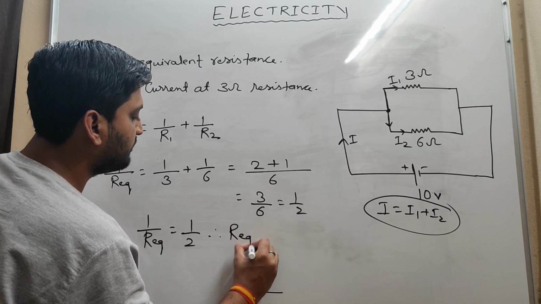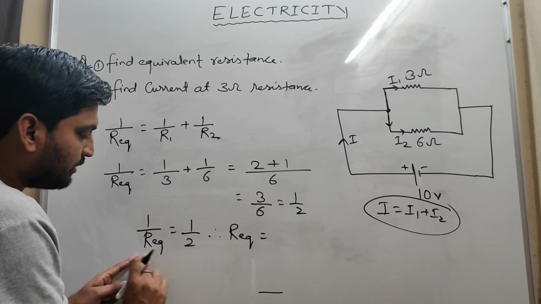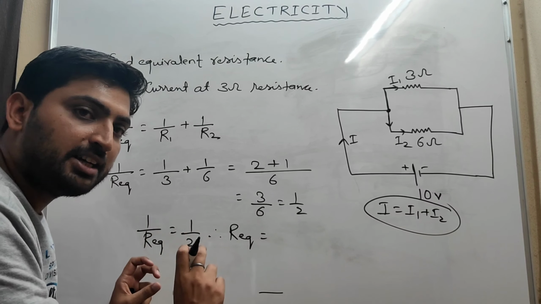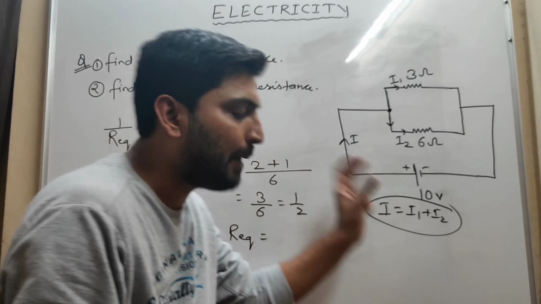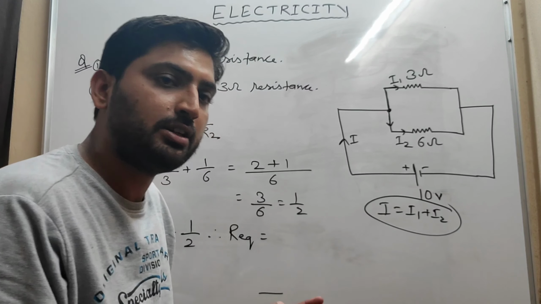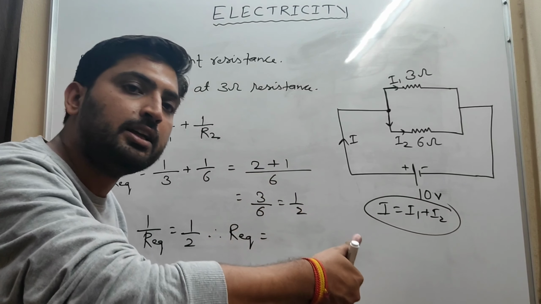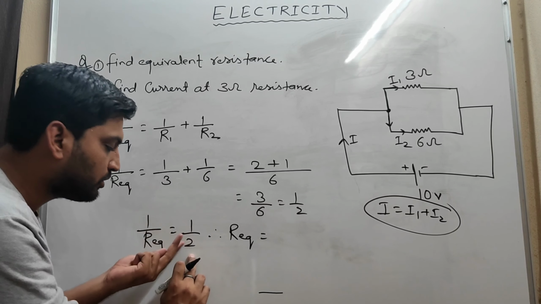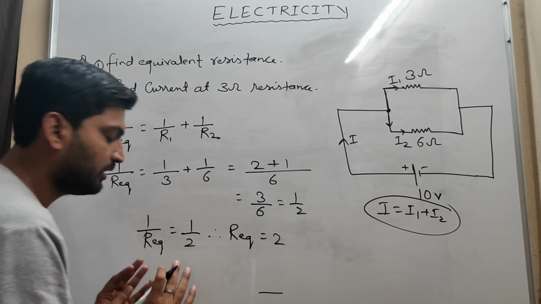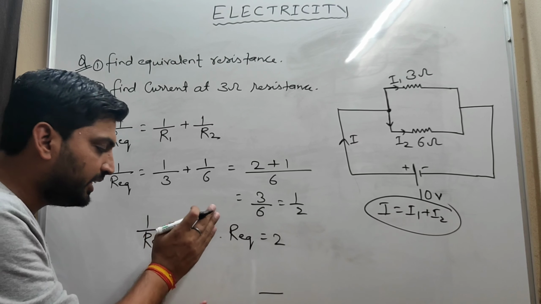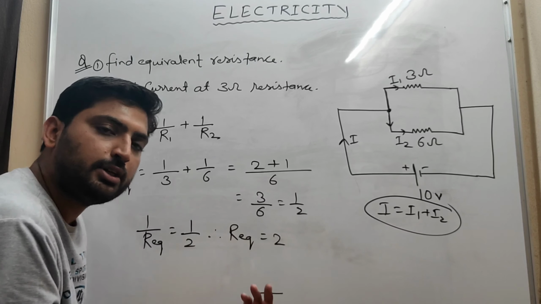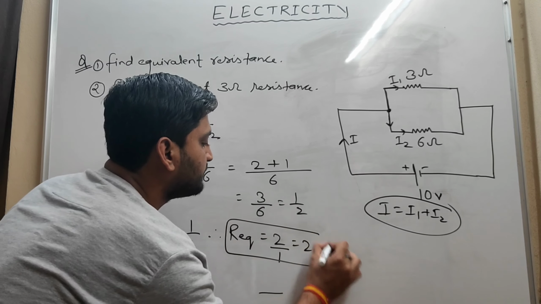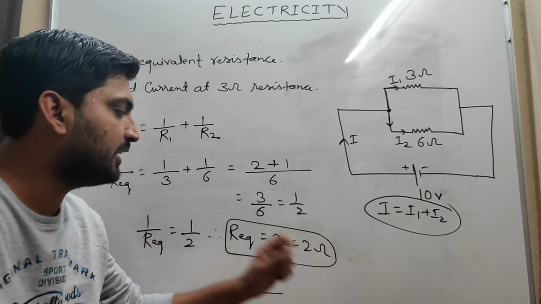Therefore R equivalent will be equal to the reciprocal, because we need to find R equivalent, not 1 by R equivalent. So always remember this thing. Whenever you are solving for parallel connection, what you get at the last, just reciprocate it. So 1 by 2, what is the reciprocal of 1 by 2? 2. We will change the denominator to numerator and numerator to denominator. 2 by 1, which is also equal to 2 ohm. 2 by 1 can be written as 2 only.